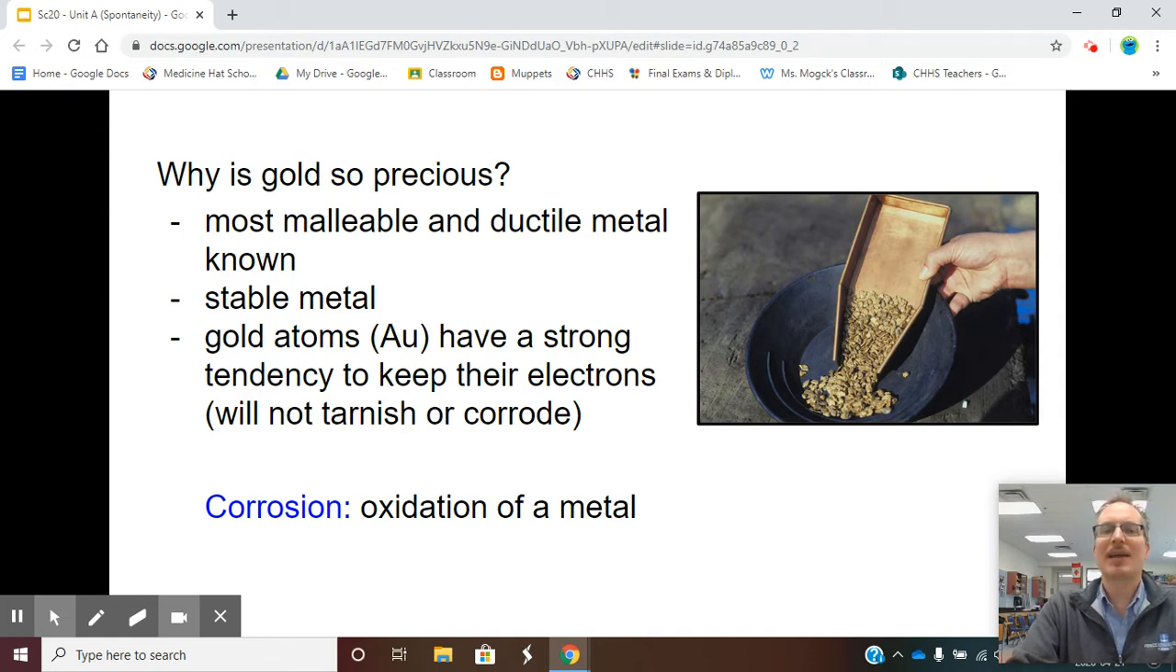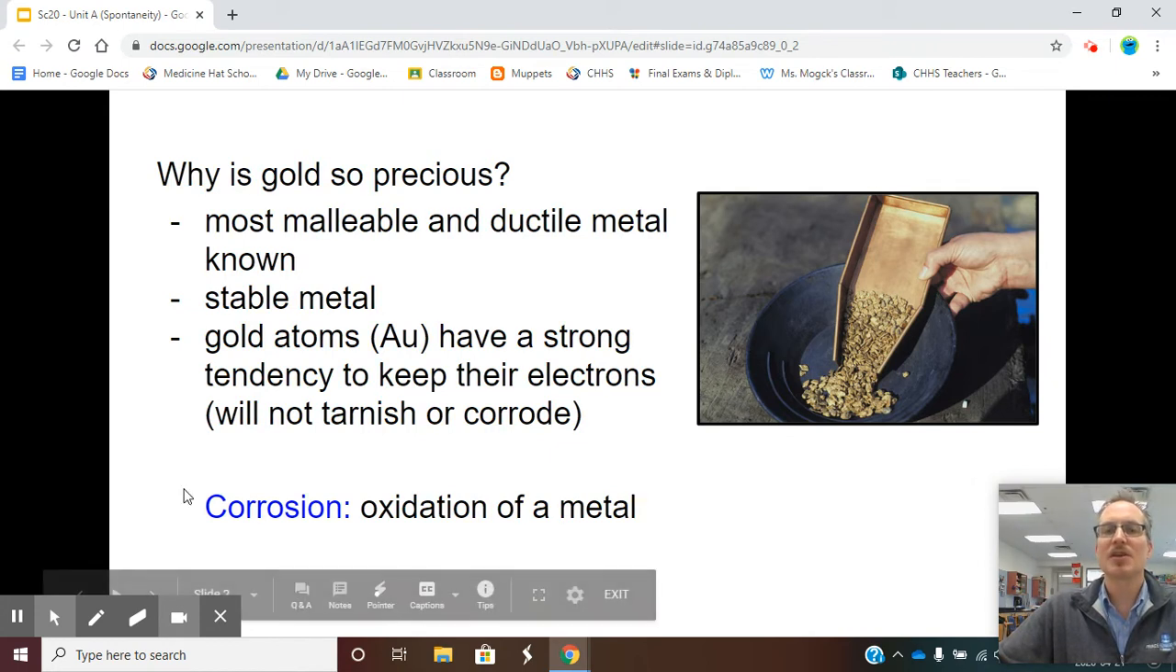We all know I can pound it with a mallet so it's malleable. I can hit it into sheets. We all know how ductile it is. I can heat it up and I can stretch it into wires or strings, or I can make rings or jewelry or necklaces out of it, or links for chain. We know it's very stable. Gold atoms have a very strong tendency to keep their electrons, stronger than all other metals.